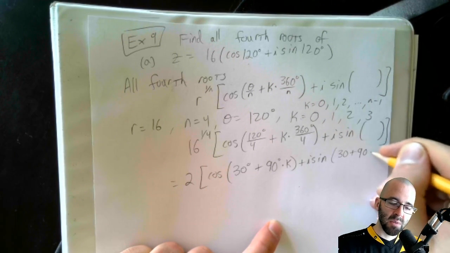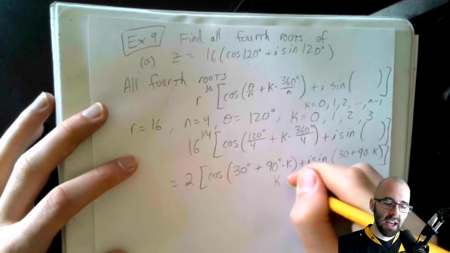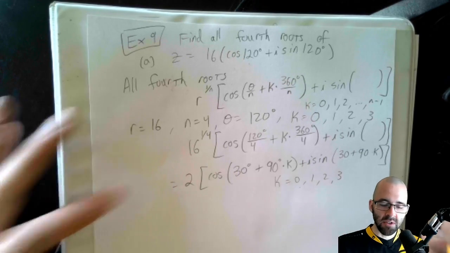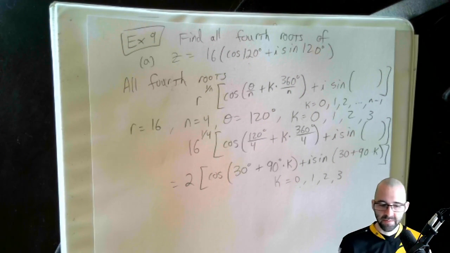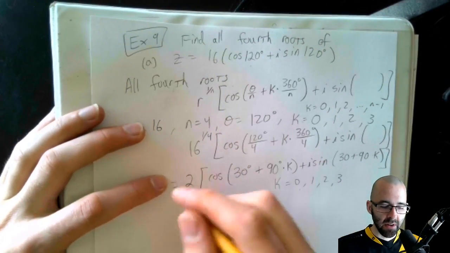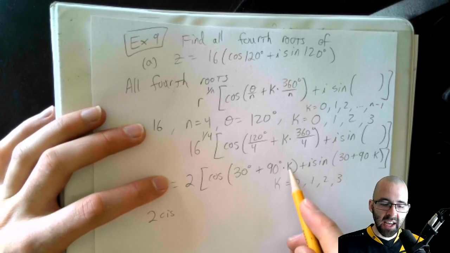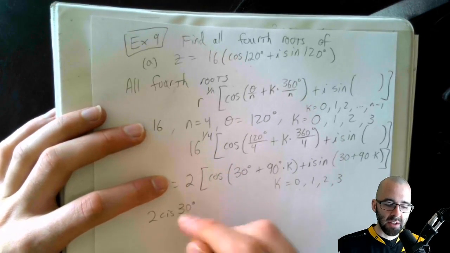$30 plus 90k$. Right? And again, k is 0, 1, 2, and 3. So to find all the fourth roots, we just use 0, 1, 2, and 3. So when k equals 0, what do we get? We get 2 cis, when k is 0, 30 plus 0, 30 degrees.